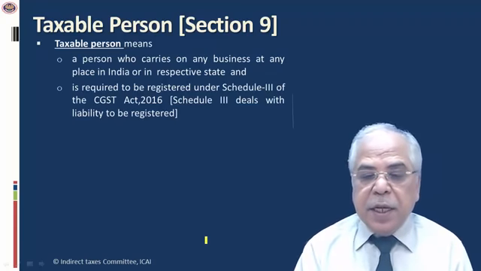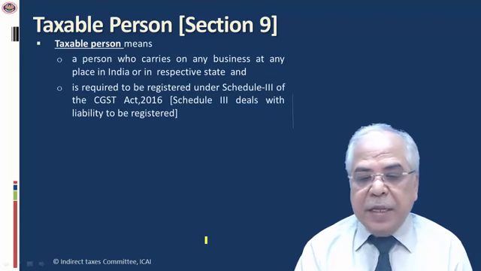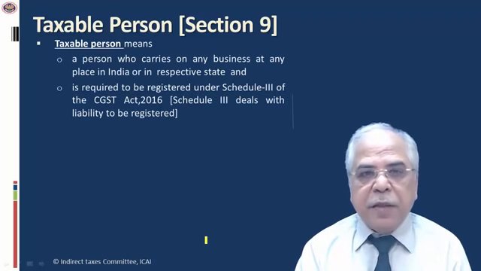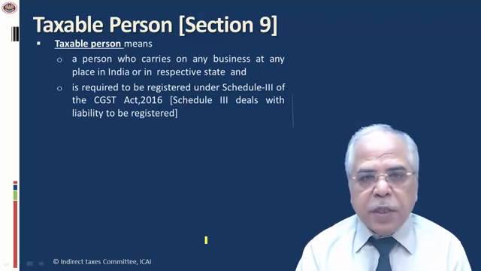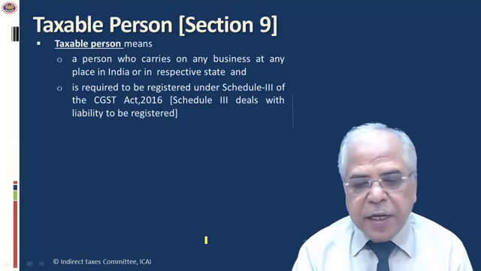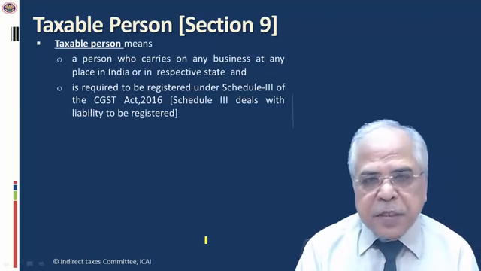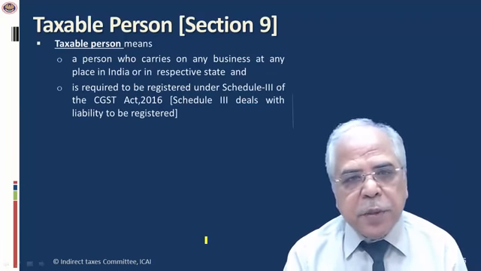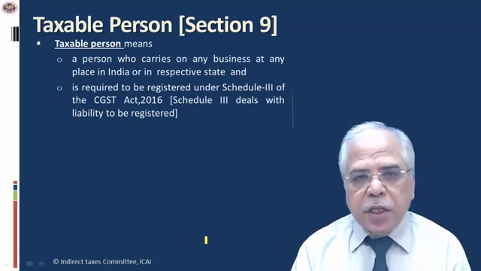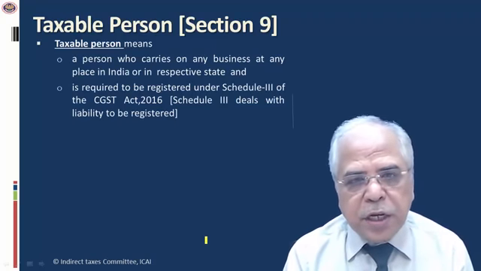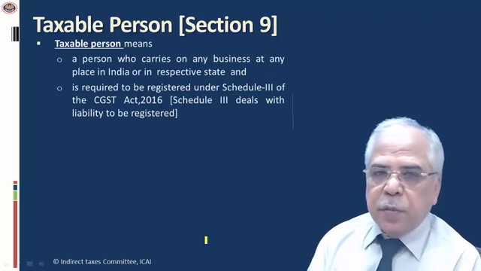Taxable person means a person who carries on any business at any place in India or in the respective state. Now, kindly appreciate: carries on any business, and we have already gone through the definition of business, section 2(17), which is very wide, at any place in India. Now, unlike service tax, wherein a specific exclusion was provided for Jammu and Kashmir, in this section there is no exclusion being provided for Jammu and Kashmir. So this levy shall be equally applicable to all the states of India, including the state of Jammu and Kashmir.